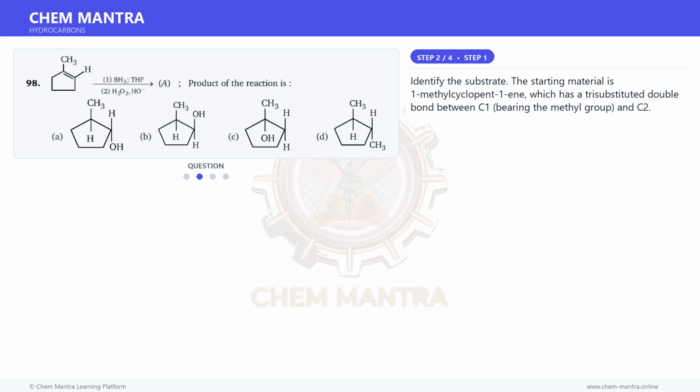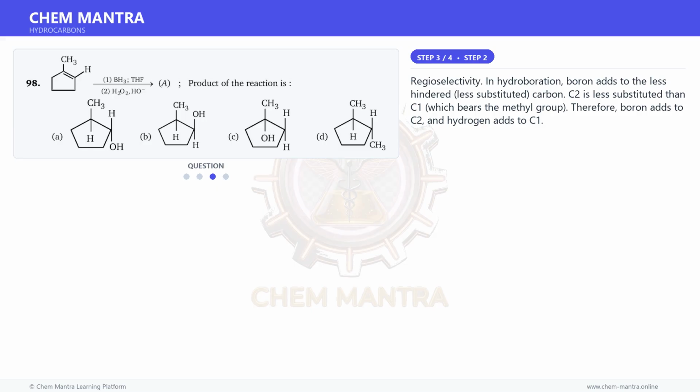Identify the substrate. The starting material is 1-methylcyclopentene, which has a trisubstituted double bond between C1, bearing the methyl group, and C2. Moving on to the next step.